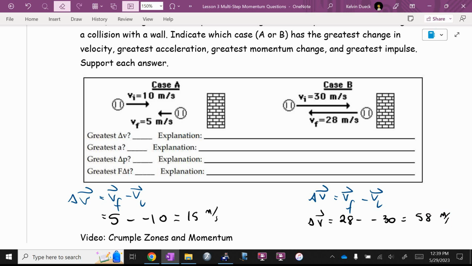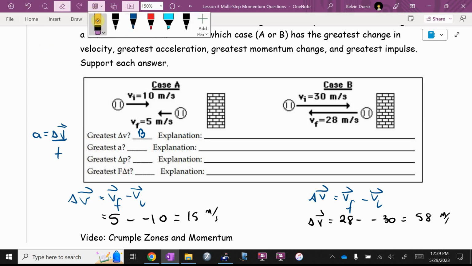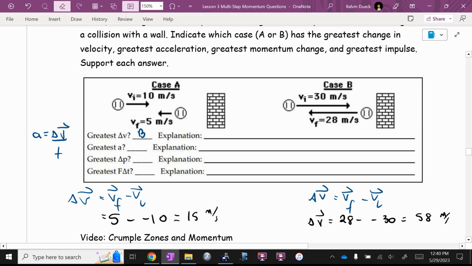Okay. So which one has the biggest change in velocity by a long shot? Hannah. Explanation: that we calculated it. Which one's going to have the biggest acceleration? Well, acceleration is change in velocity over time. That's a vector sign above that, Mr. Dueck. Very messy. Hannah, which one had a bigger change in velocity? Which one's going to have a bigger acceleration?